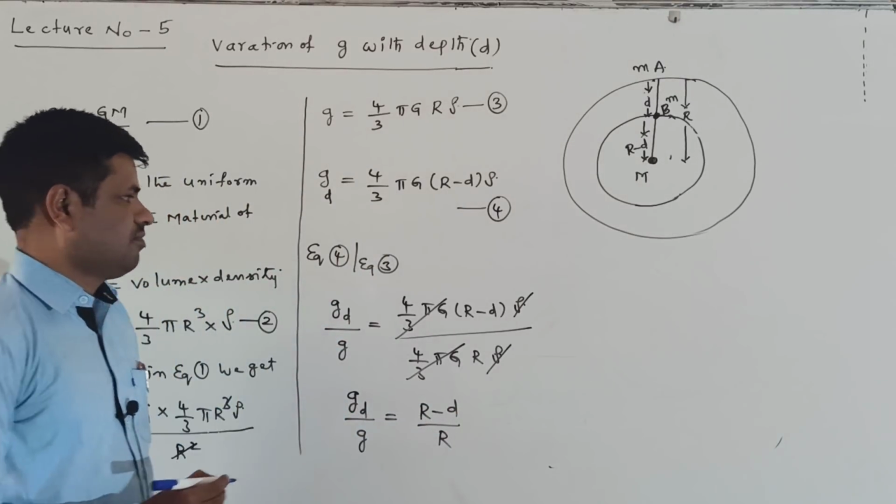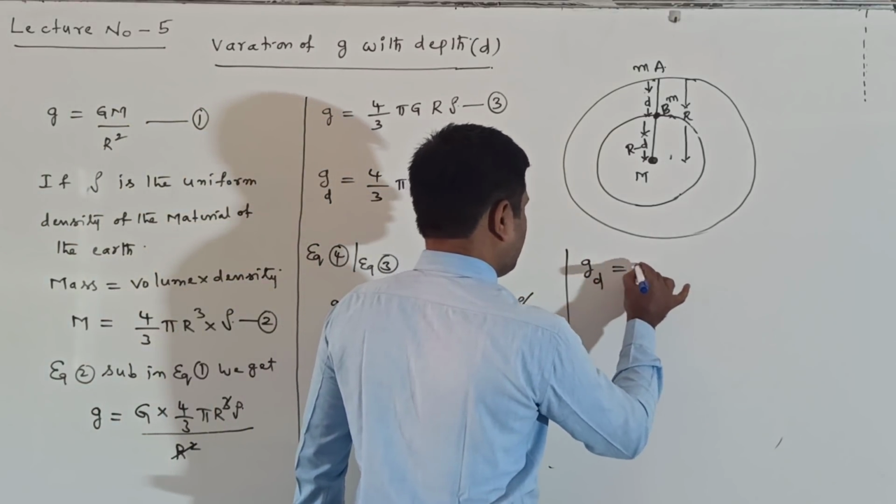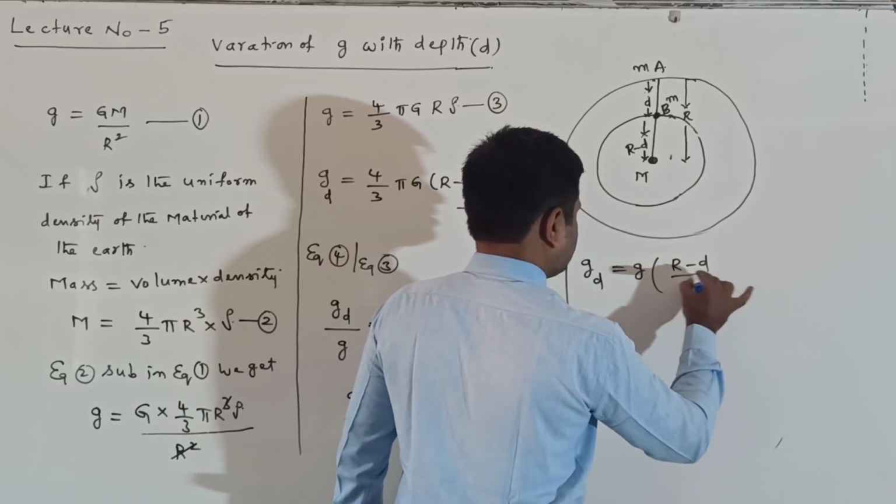Okay, clear? Now from this I am writing g_d equals g into (R minus d) by R.